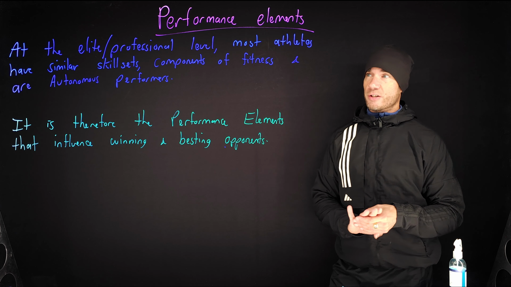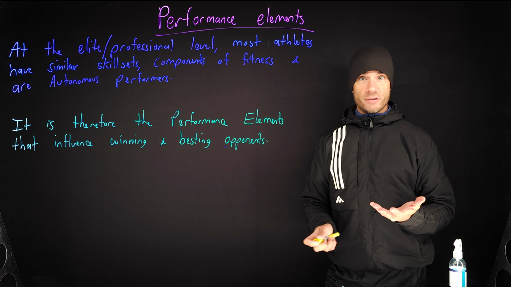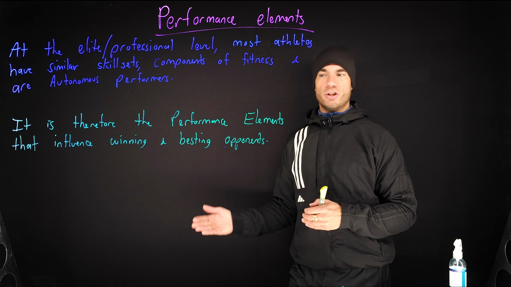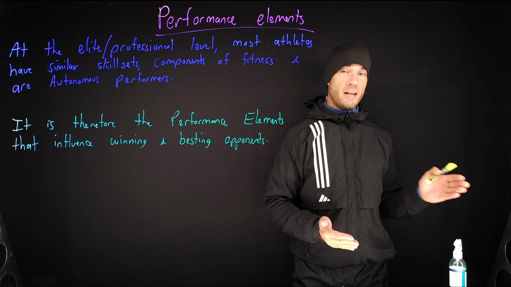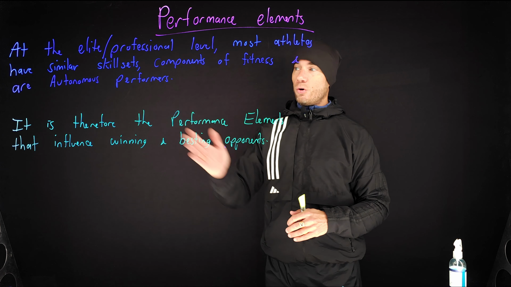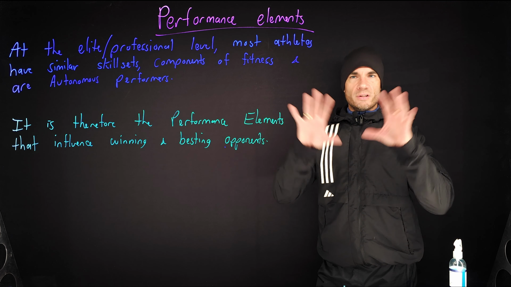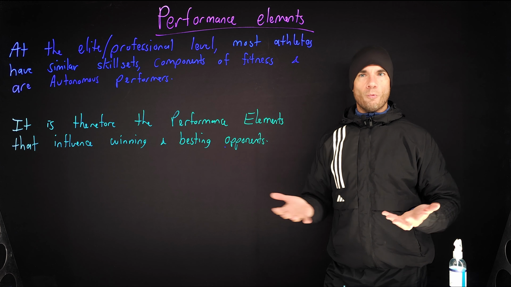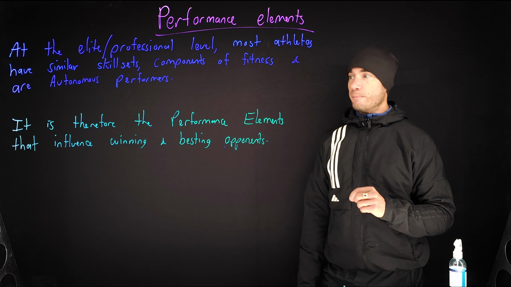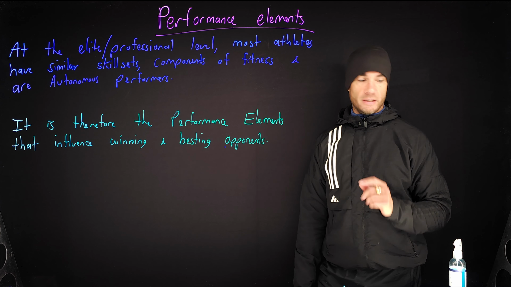So at the elite and professional level, most athletes that you watch, that you're familiar with, have similar skill sets. They have very similar components of fitness. So one might have an excellent agility score and someone else on the opposite team in the same position probably has the same agility score, all right? And they are all generally autonomous performers, all right? So therefore, if they're all at this elite level and they're all amazing, what makes the difference? Well, it is therefore the performance elements that we're going to cover in this video that influence the winning and the besting of opponents. So let's go.